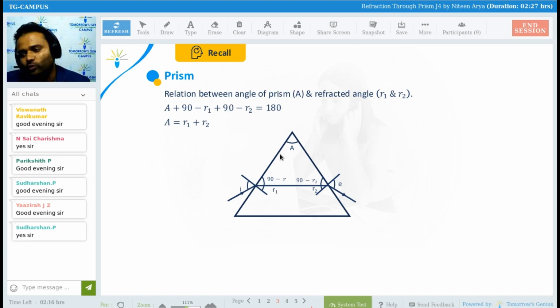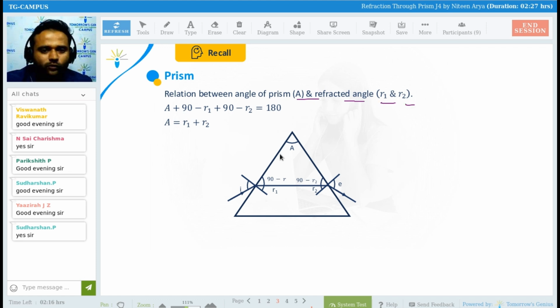Okay, I can give you the whole theory also, but that is not required here. Where it is going to be required, I have already provided, and I am going to provide it in future as well. So prism: the relation between angle of prism A and the refracted angles R1, R2.